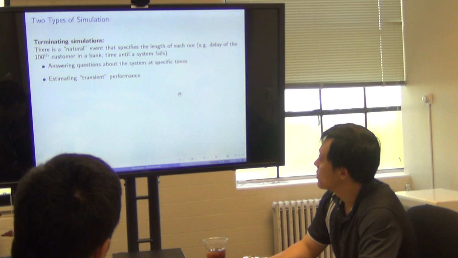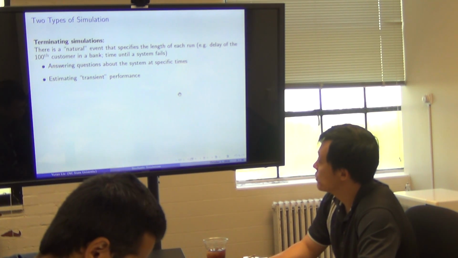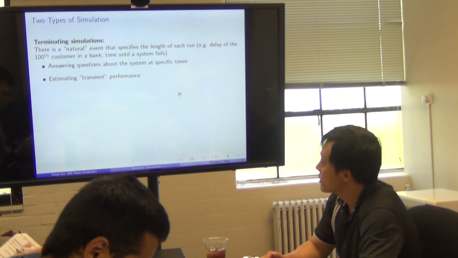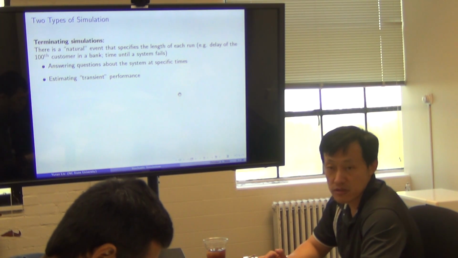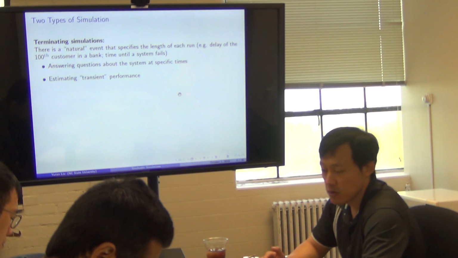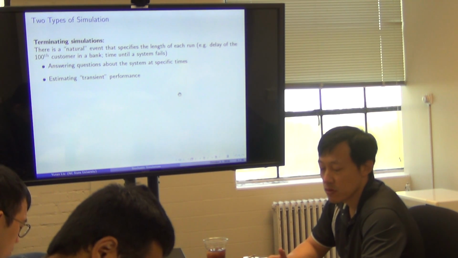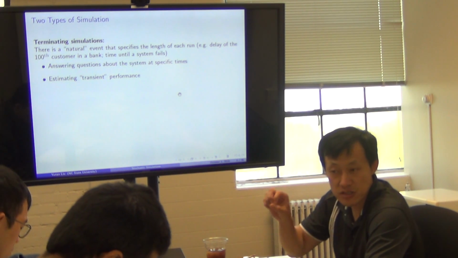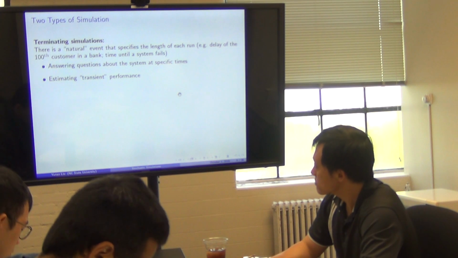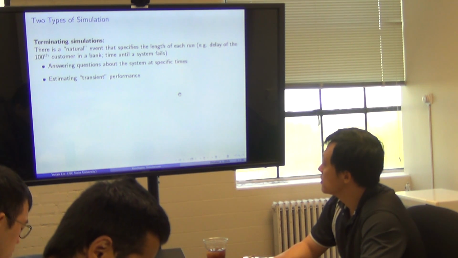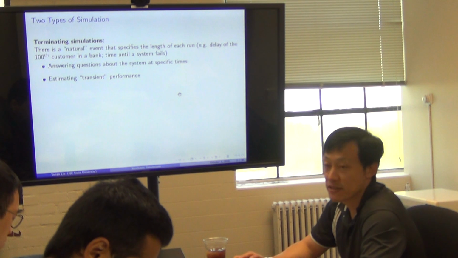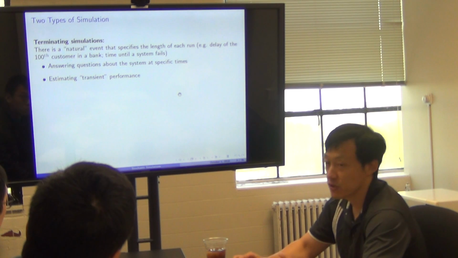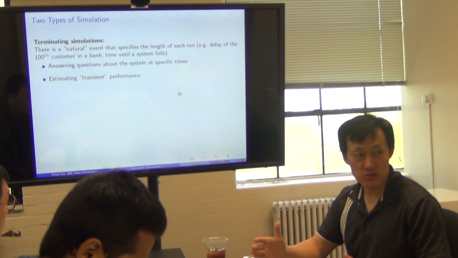Okay. Let's briefly illustrate the terminating simulations. There's a natural event that specifies the length of the run, such as a day, or estimating the total waiting time for the first 500 customers. The 500 is the termination criterion, right? So this involves answering questions about the system at specific times or a specific number, and estimating transient performance because we're terminating before steady state is reached, right?